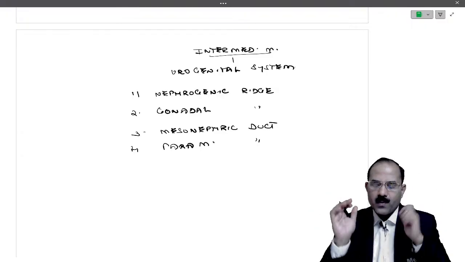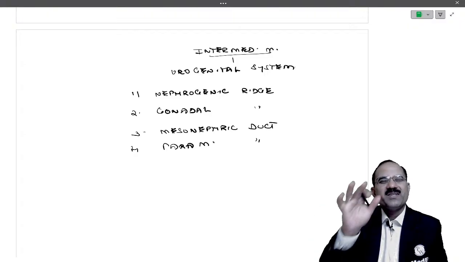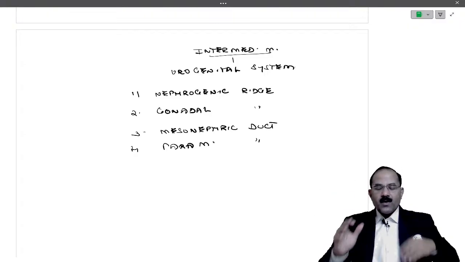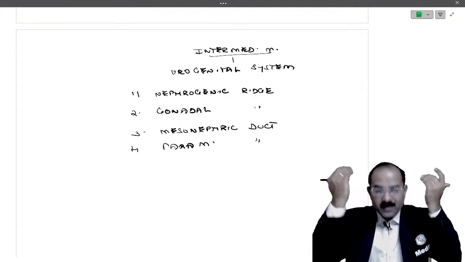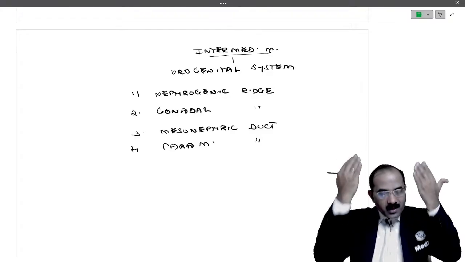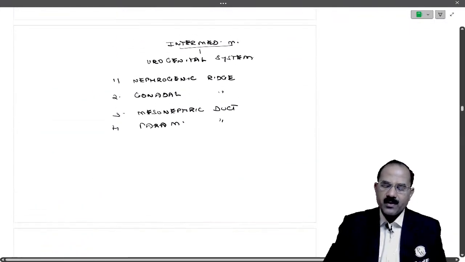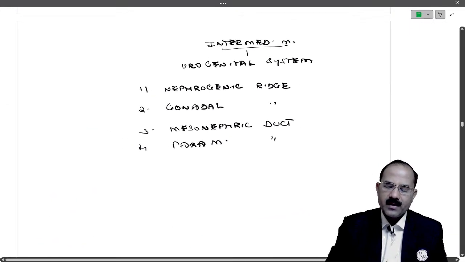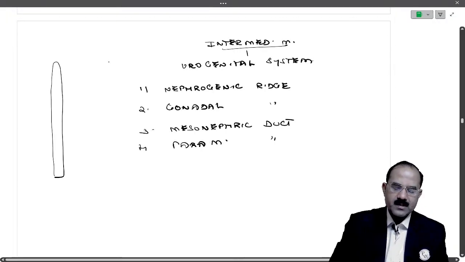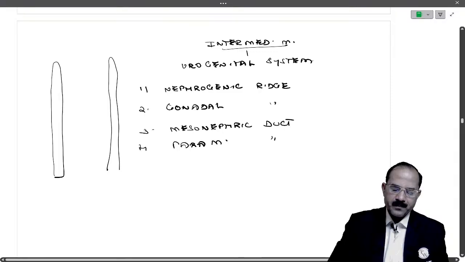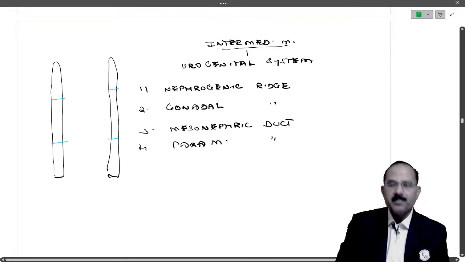Fine. Now understand this. That means all of this is what in origin? Mesodermal in origin. Now, this nephrogenic ridge is a long ridge extending from the cervical region to the pelvic region. This is what we call the nephrogenic ridge. I'll draw this for you. That's the nephrogenic ridge here, extending from the cervical region to the pelvic region. And this nephrogenic ridge is divided into 3 parts. Remember this.